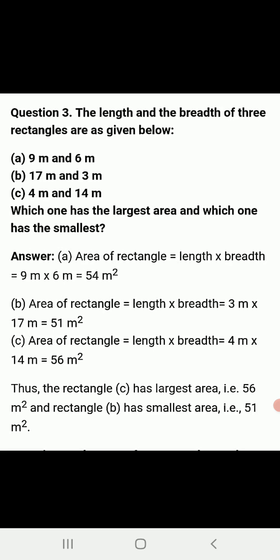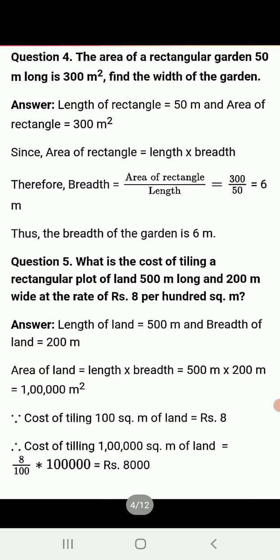So among these, which is the largest, 54 or 51 or 56? Obviously, 56 is the largest. Therefore, the third rectangle has the largest area and the second one has the smallest area.